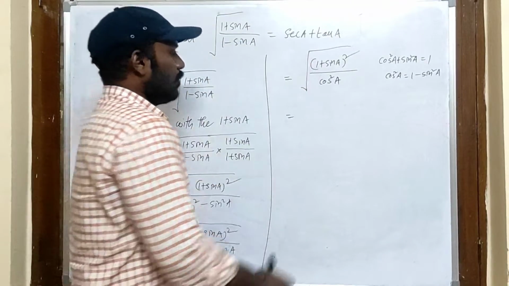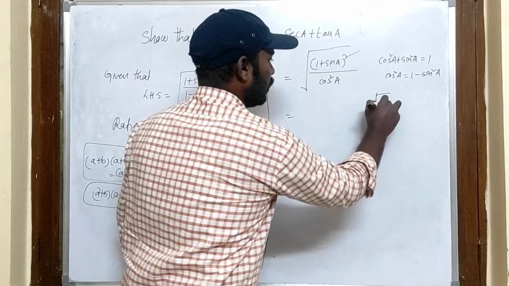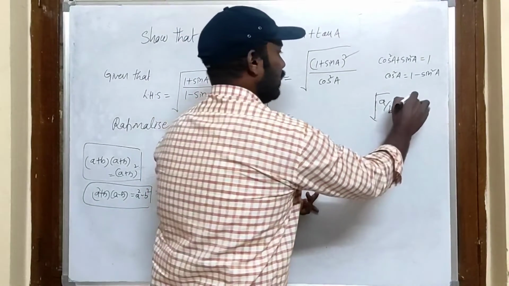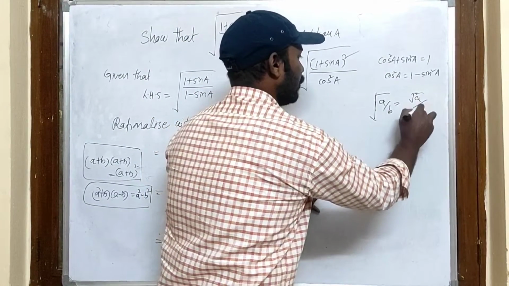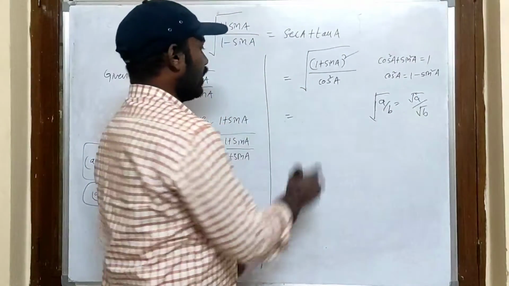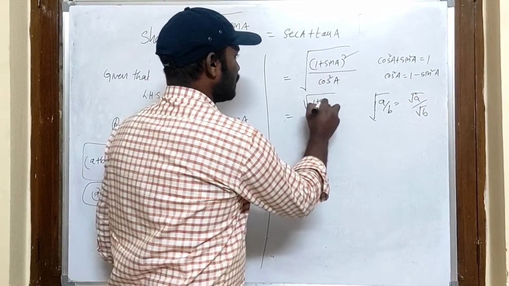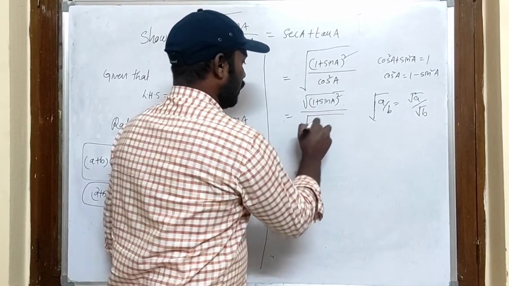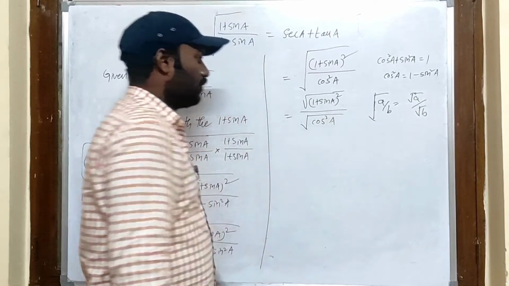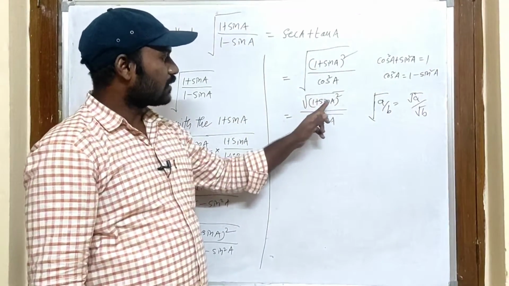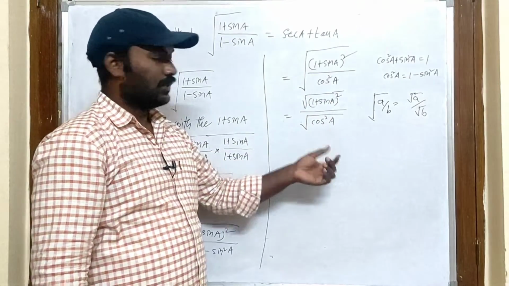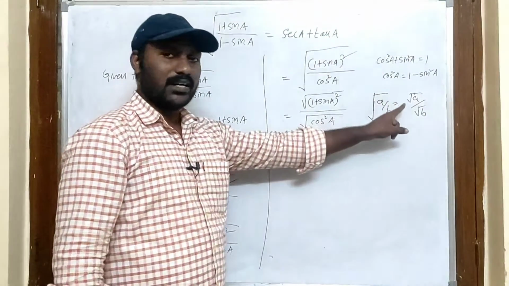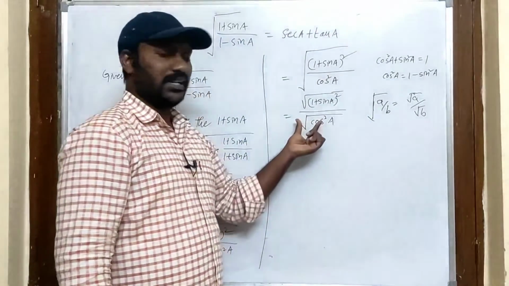Now it is in the form of root a by b. We know the formula: root of a by b equals root a by root b. So we write it as under root of (1 plus sin A) whole square by under root of cos square A, because it is in the form of root a by b, which we can write as root a by root b.